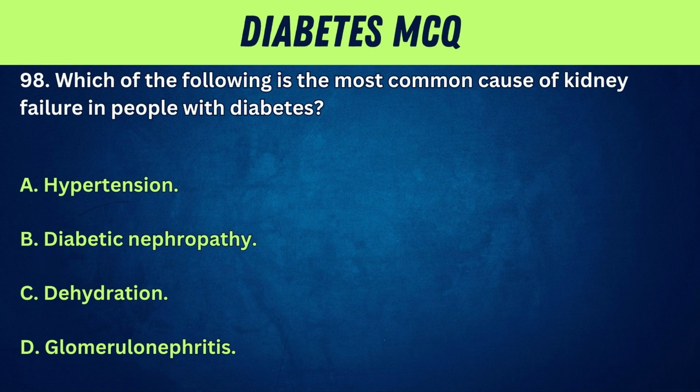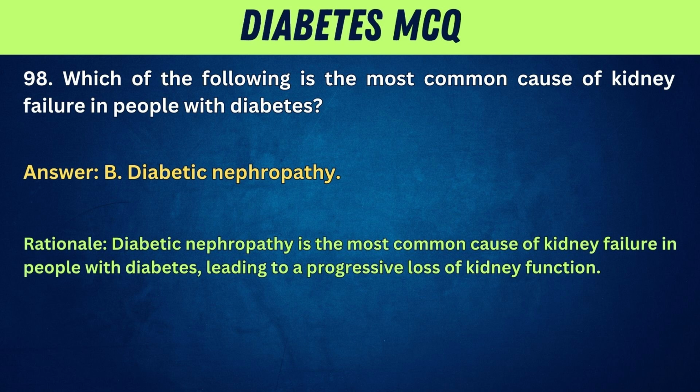98. Which of the following is the most common cause of kidney failure in people with diabetes? A. Hypertension. B. Diabetic nephropathy. C. Dehydration. D. Glomerulonephritis. Answer: B. Diabetic nephropathy. Rationale: diabetic nephropathy is the most common cause of kidney failure in people with diabetes, leading to a progressive loss of kidney function.